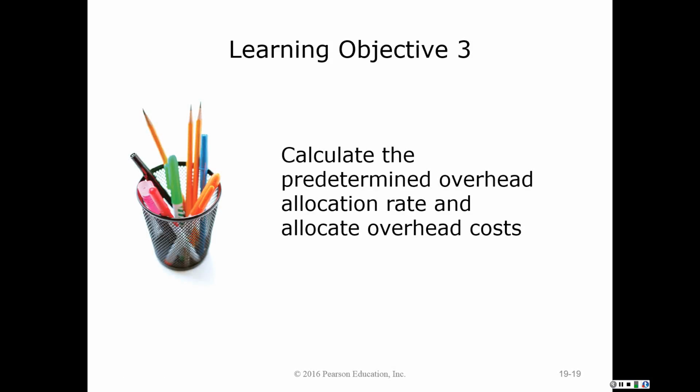Learning Objective 3 addresses how we calculate an overhead allocation rate and then actually allocate that overhead to work in process or finished goods. So pay close attention to this topic as we move through. It's a little more complex than direct material and direct labor.